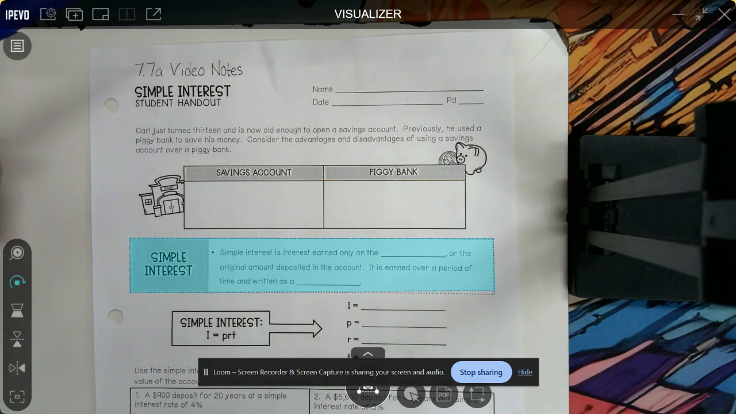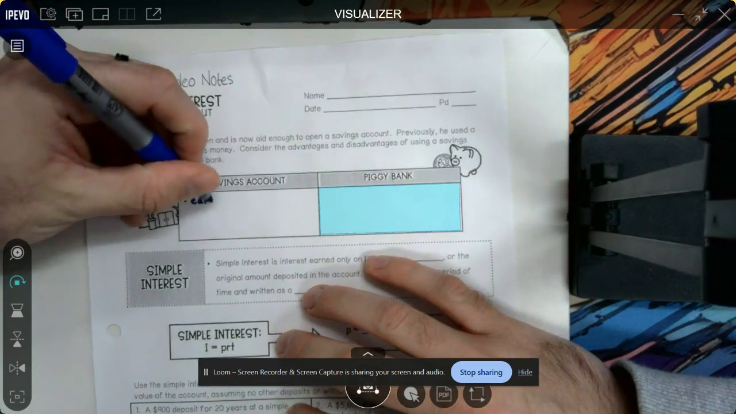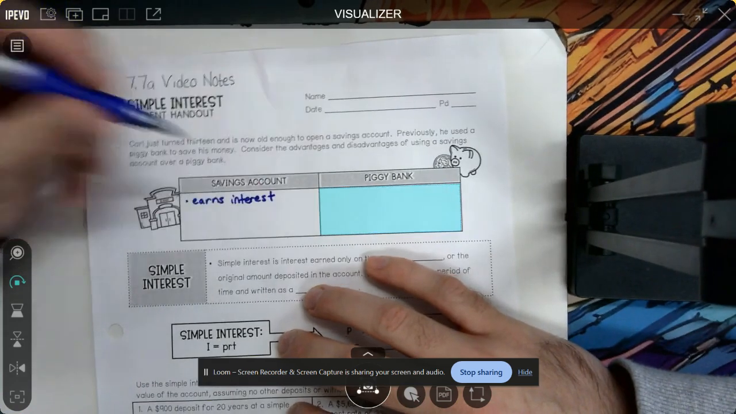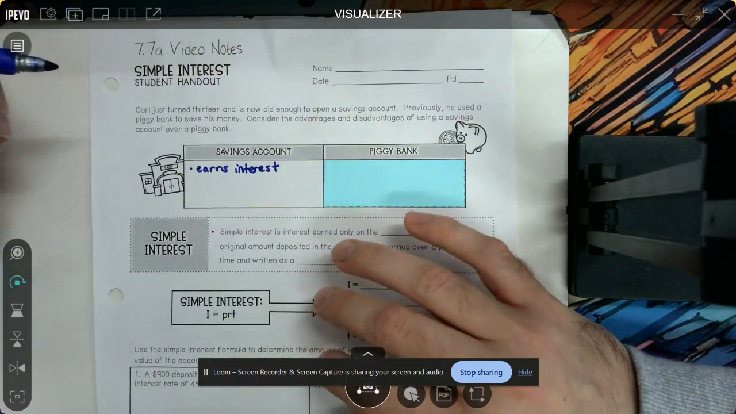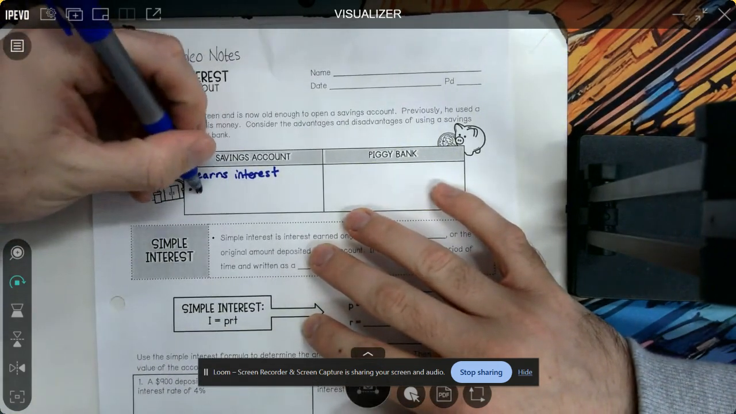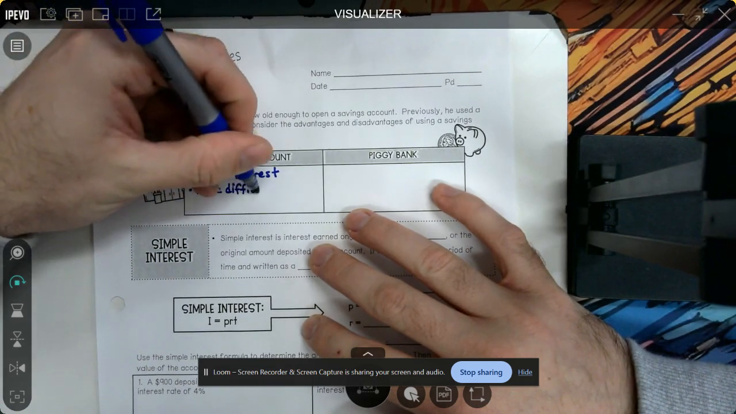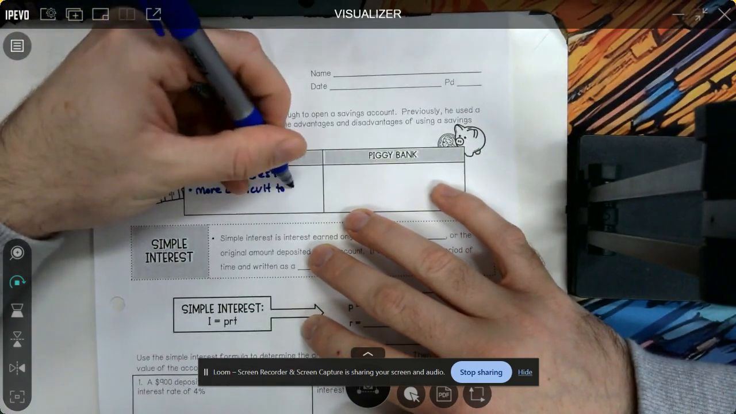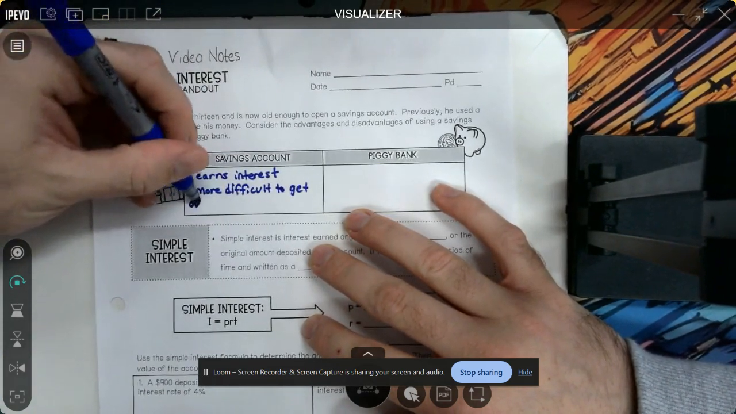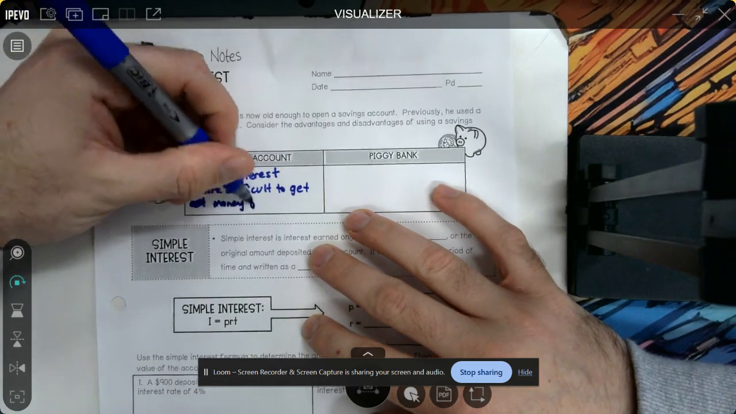All right, so a savings account, guys, if you didn't know, earns interest. So you earn extra money on top of your money that you already have in your account in a savings account or in a bank. But a savings account, it's also more difficult to get your money out, right? You have to physically go to the bank typically to get money out.